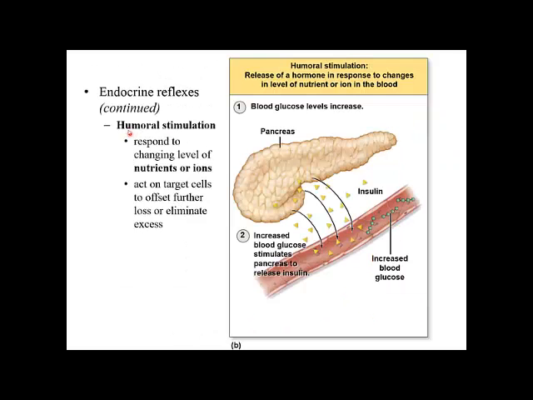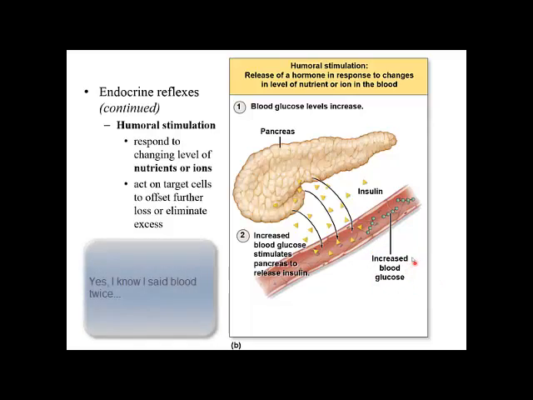Next we have humoral stimulation. Humor, remember, is fluid. We saw those vitreous and aqueous humors in the eye. This type of hormone release is controlled simply by the level of nutrient or ion in the blood, typically. This is the classic example, and it's really one of the most important hormone interactions we're going to talk about.